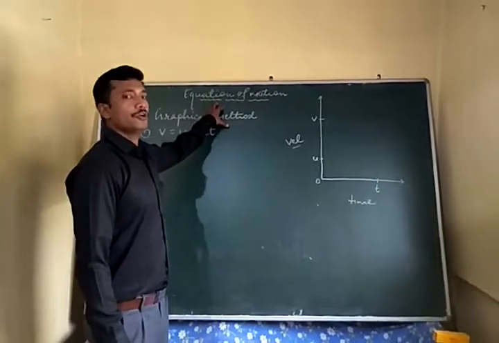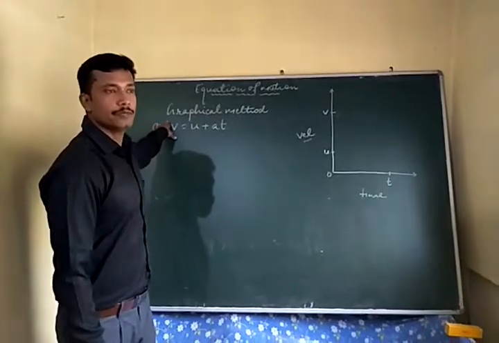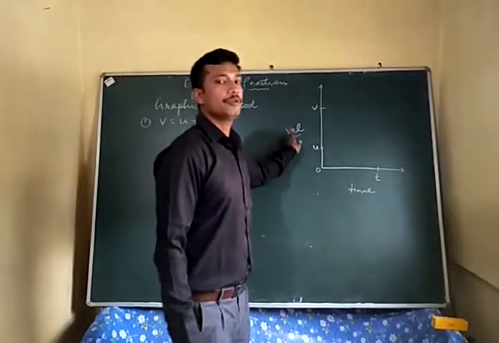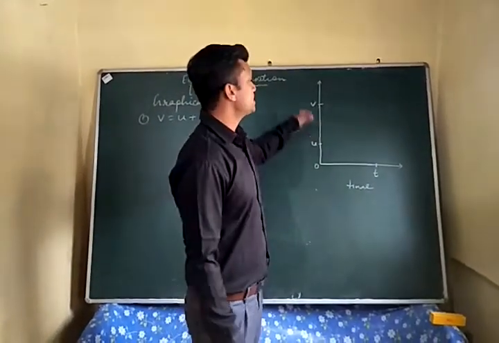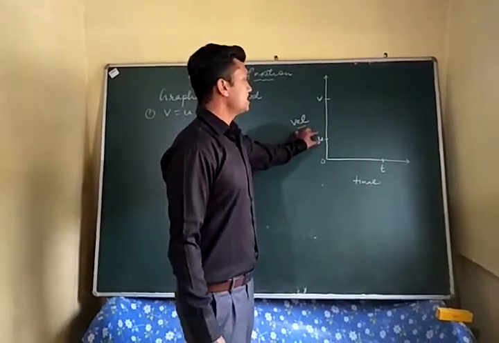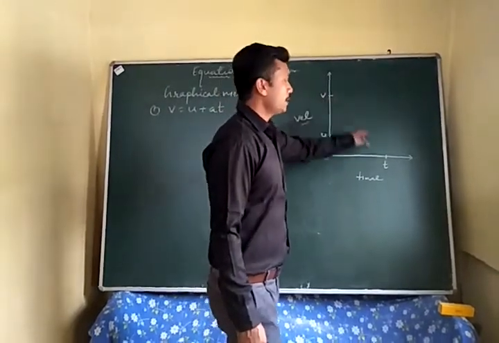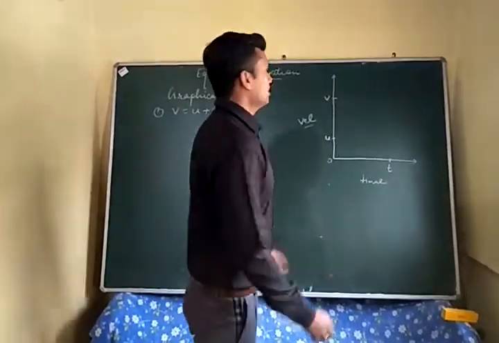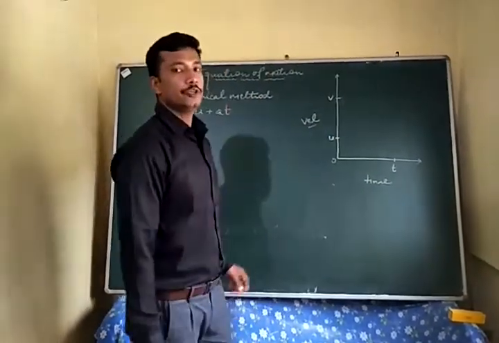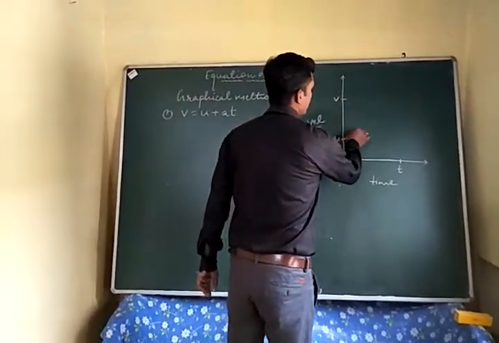So we are going to use the graphical method to derive the first equation of motion, that is v = u + at. For this you have to draw a velocity time graph. You can see I have drawn a velocity time graph where I have marked this as the initial velocity u, this final velocity v, and this is time t.